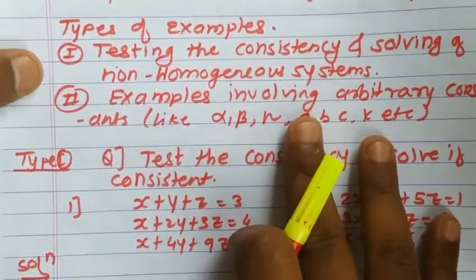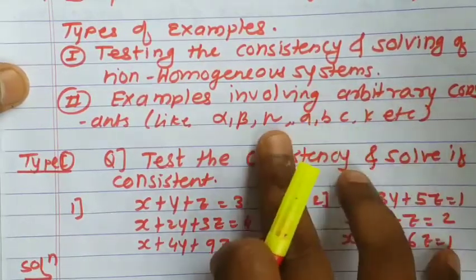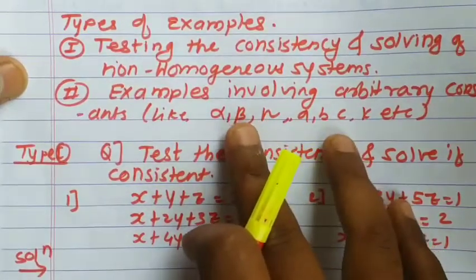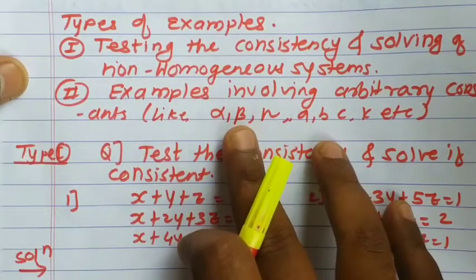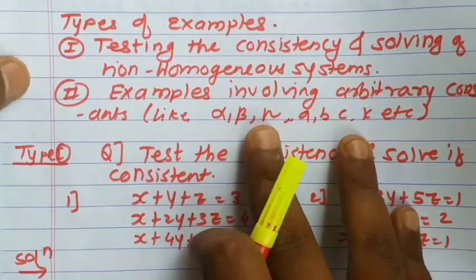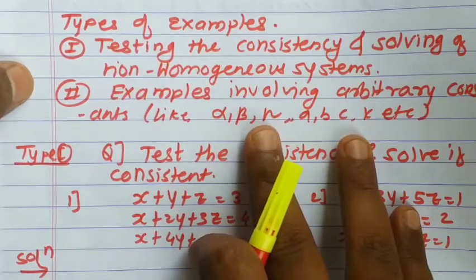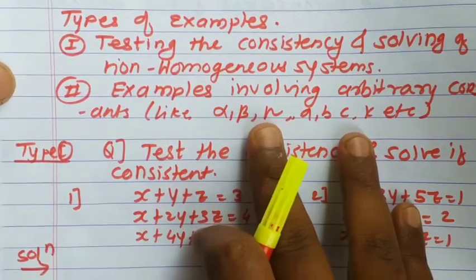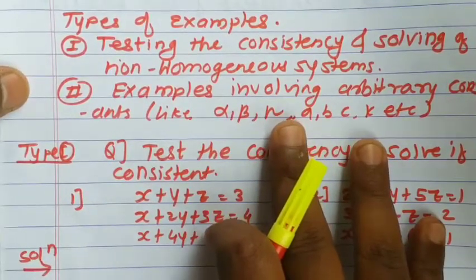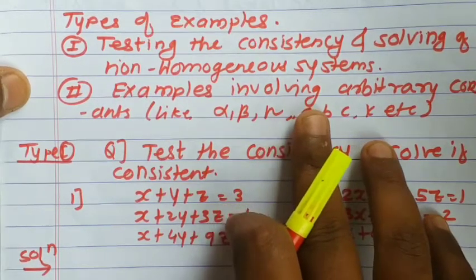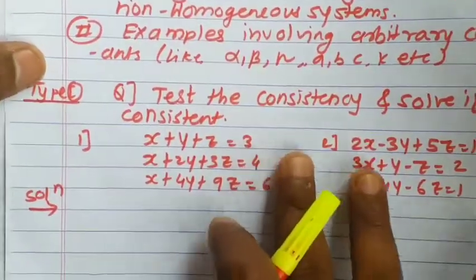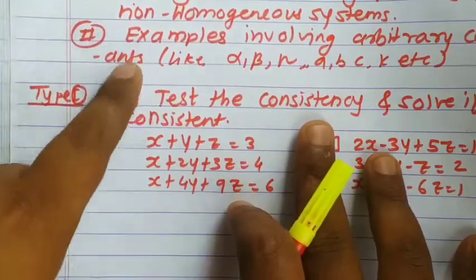And type 2 is examples involving arbitrary constants. Whenever the coefficients of x, y, z are in the form of arbitrary constants like alpha, beta, gamma, a, b, c, k, etc., in such problems you need to determine the conditions on these arbitrary constants for a unique solution, for no solution, and for infinitely many solutions. This type of problem is type 2 in non-homogeneous systems. So let us start solving examples of type 1. After that, in the coming lecture we'll discuss the examples based on type 2.